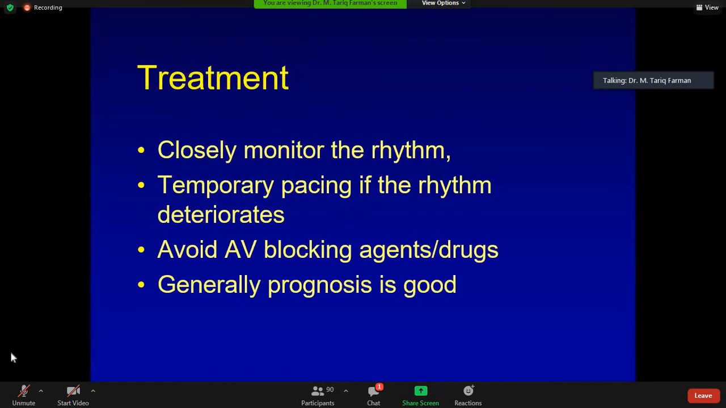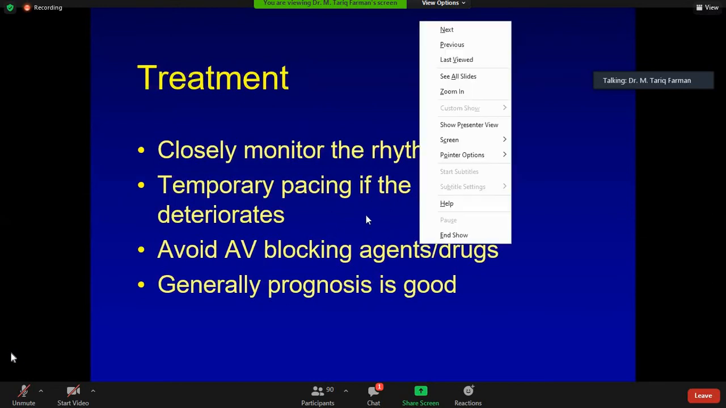You just need to monitor the patient and avoid AV blocking agents if the patient is taking rate limiting agents like beta blocker or calcium blocker. You should stop them and avoid using these kind of drugs. And generally, prognosis is good.